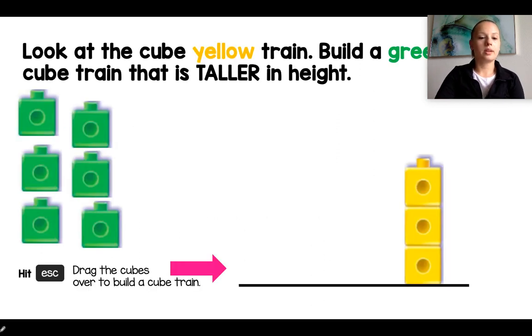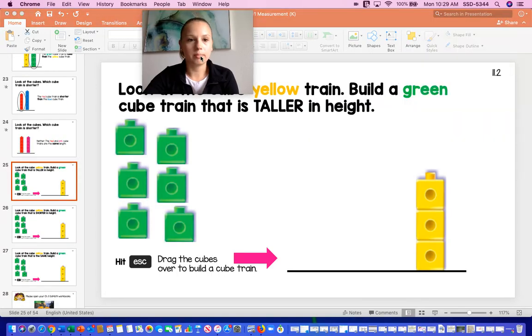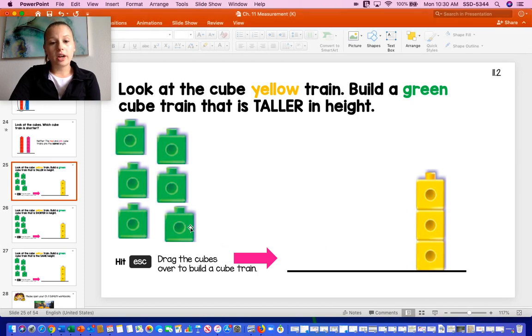Okay, so now we're going to do an interactive one. So I need to escape out. I'm going to move over here. Look at the yellow cube train. Build a green cube train that is taller. Taller means bigger in height. So first thing I need to do is see the yellow cube train first. So I'm looking over here. I see 1, 2, 3 cubes over here. But on this one, we need to build one that's taller. So I'm going to drag it over.